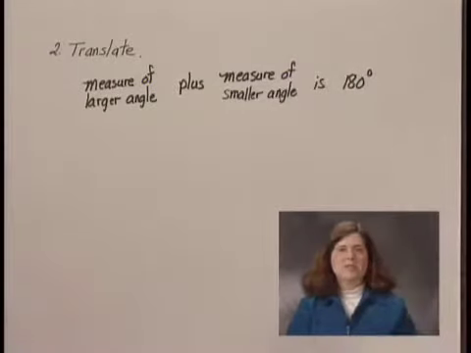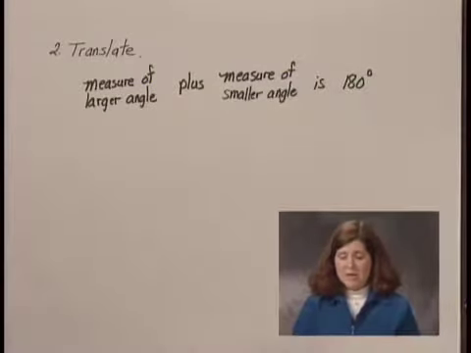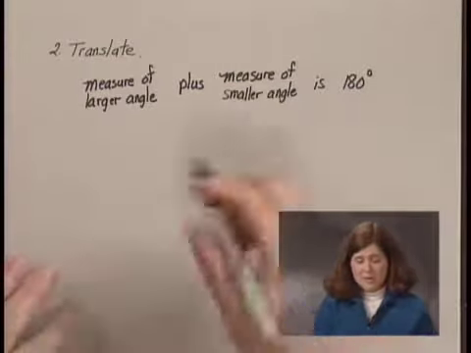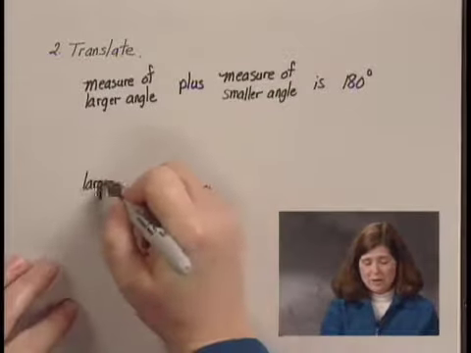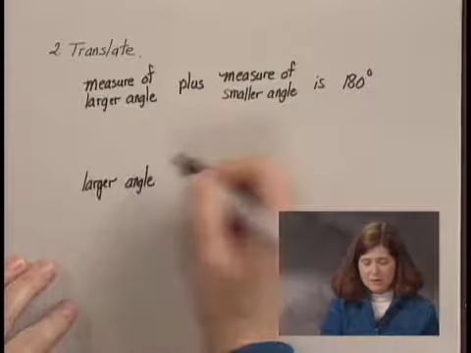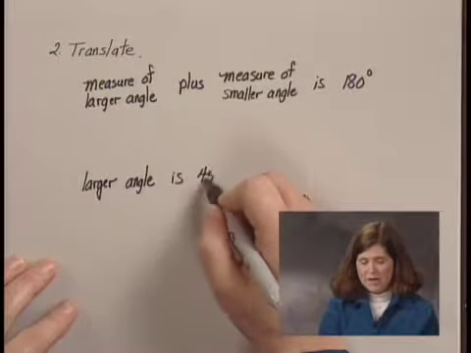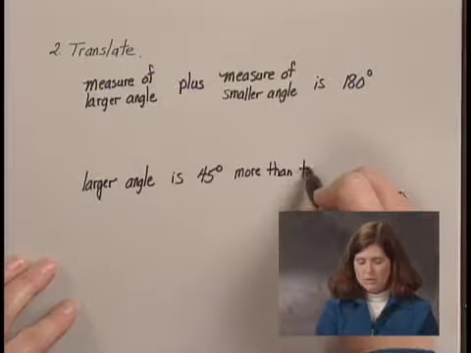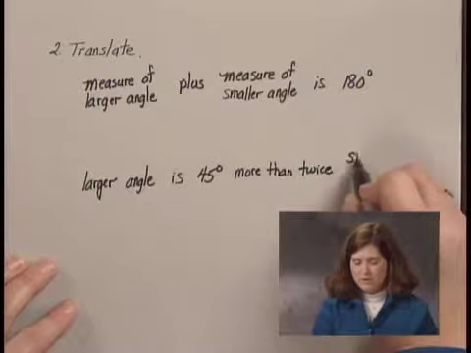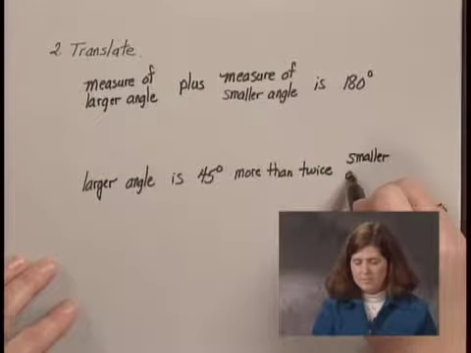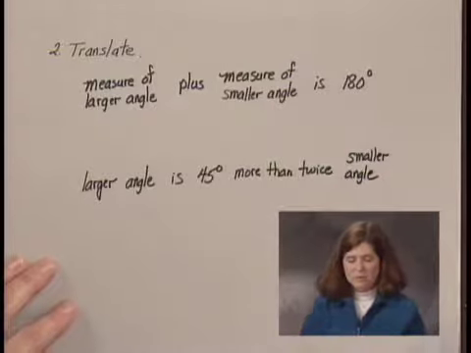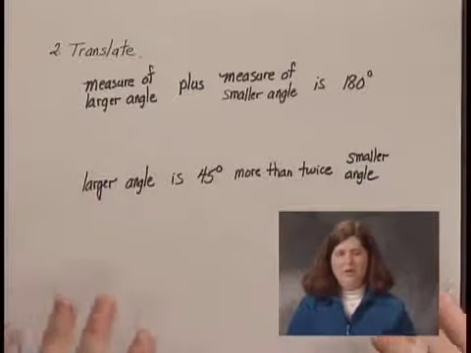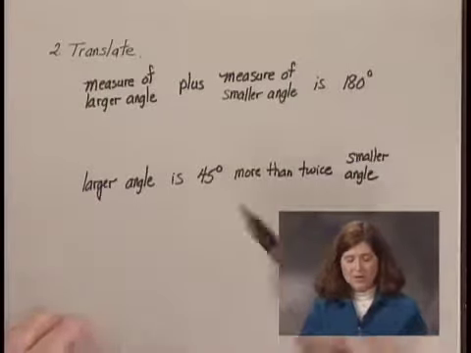The other piece of information I was given related the sizes of the angles. The one angle was 45 degrees more than twice the measure of the other angle. So I can say that the larger angle is 45 degrees more than twice the smaller angle, or their measures are related that way. So I have this information written a little bit more in a way that I can translate directly to mathematical language, and I will do that.